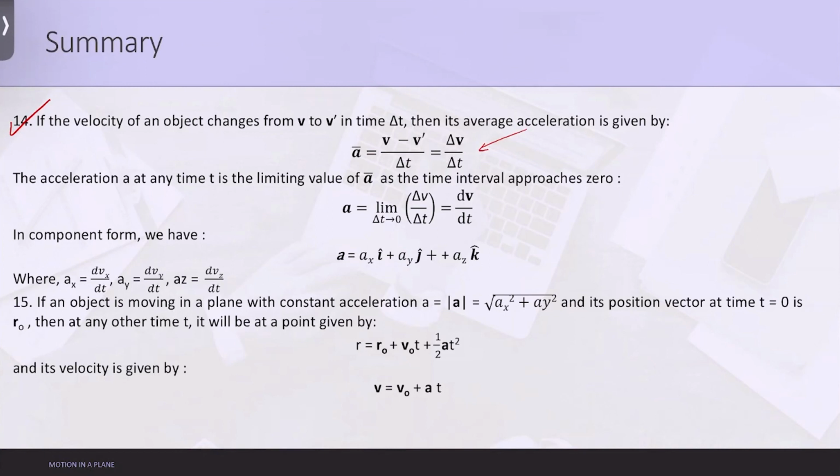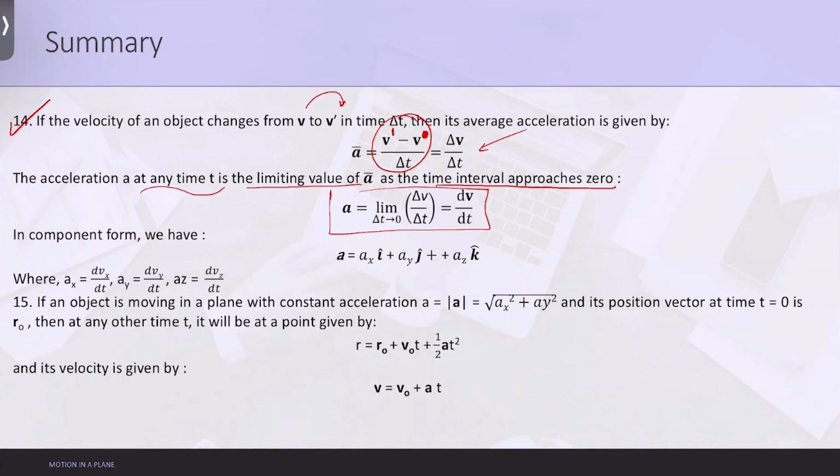I think it should be v dash minus v, so this is a little mistake here. It's v dash minus v, because it's final minus initial, as it is moving from v to v dash. So final will be v dash, initial will be v. So the acceleration a at any time t is the limiting value of a bar as the time interval approaches 0. So a is equal to limit delta t tending to 0 of delta v by delta t, which is equal to dv by dt.